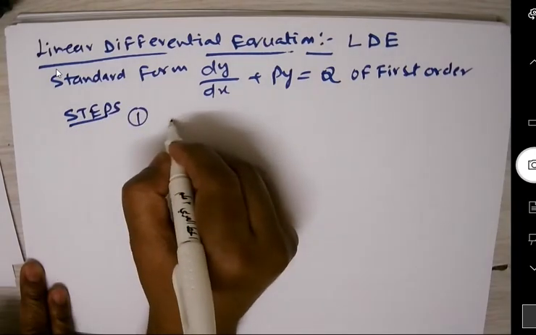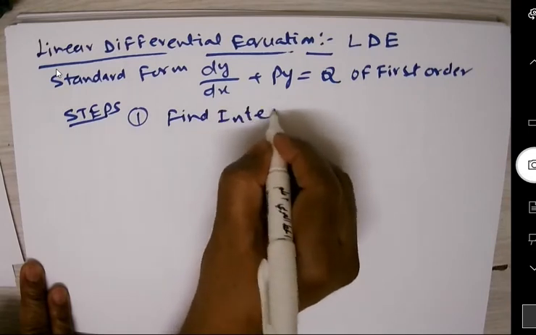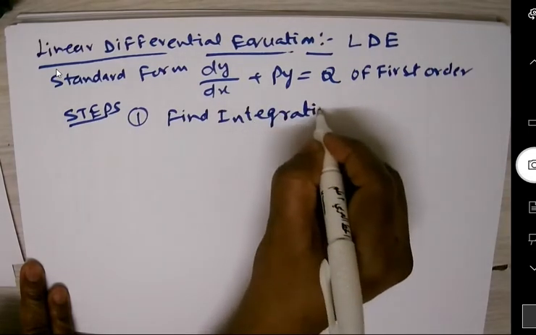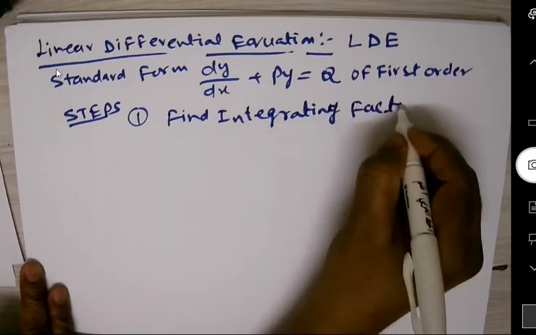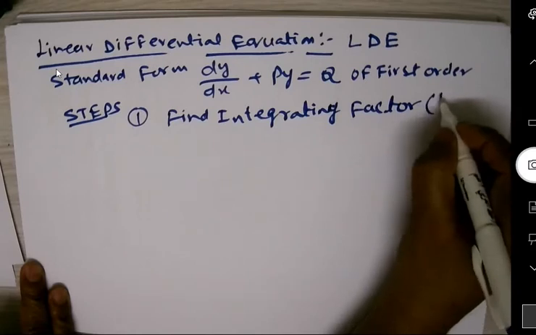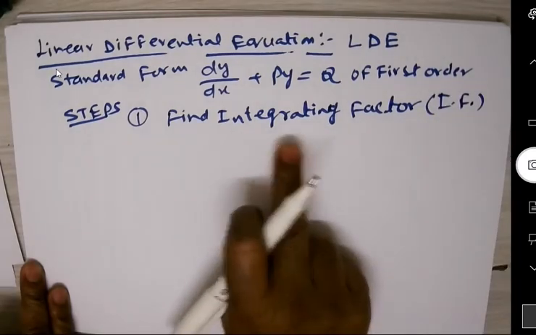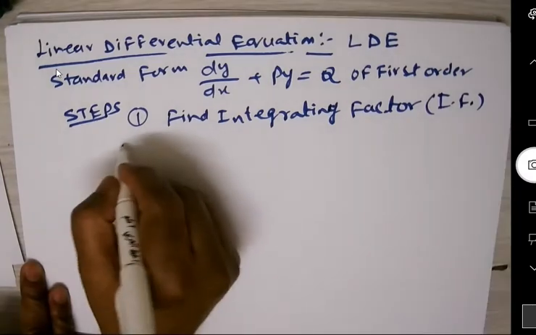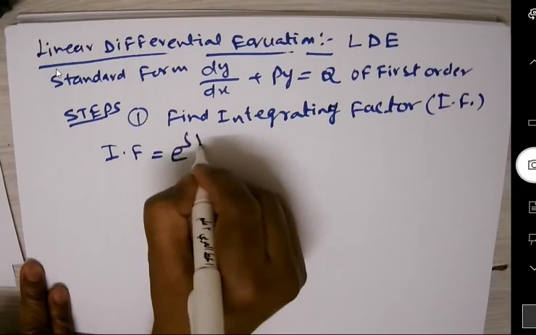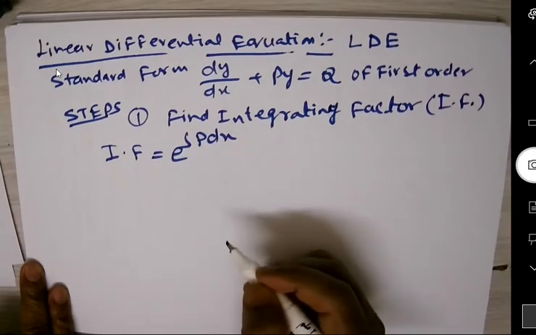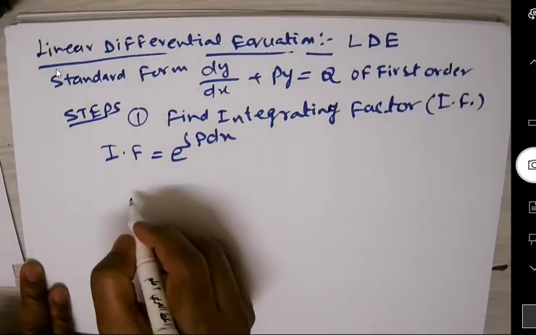Step number one is find the integrating factor, which I can write as IF. IF is the short form of integrating factor. How can we find it? IF equals e raised to the power integral of p dx. Calculate the value of p and simplify.